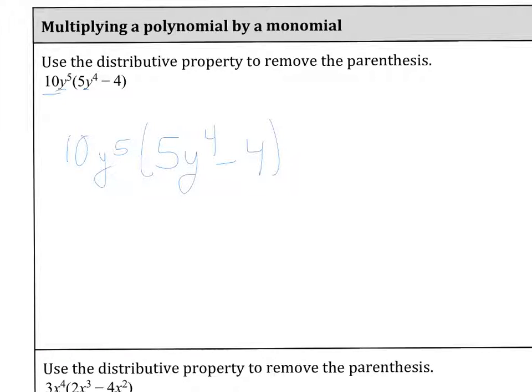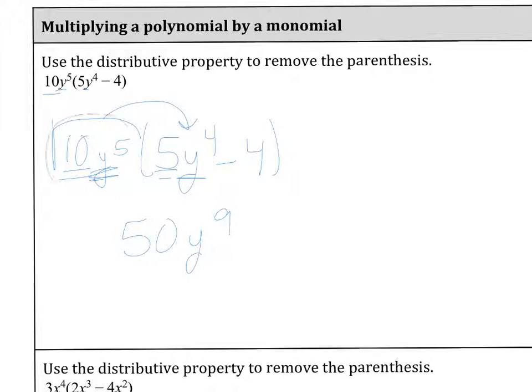And we're just going to take it like two separate problems. This thing multiplied by this, we'll do the coefficients. 5 times 10 is 50. And then y to the 5th times y to the 4th. We'll add those exponents together, y to the 9th.